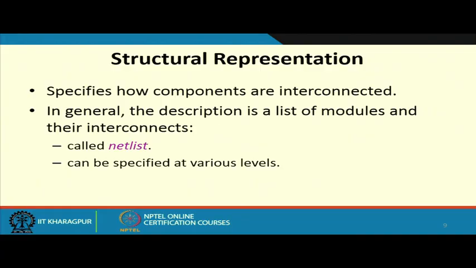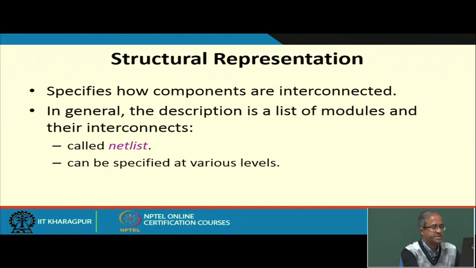Fine. Now, let us move to the structural representation. Structural representation essentially tells you how certain modules or components are interconnected. You specify some interconnection, like these two circuits I have shown.